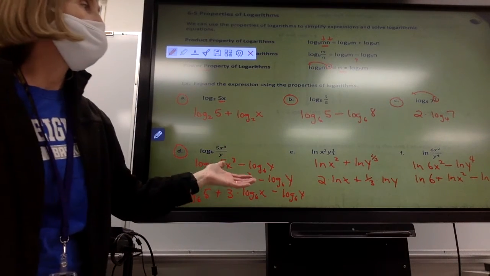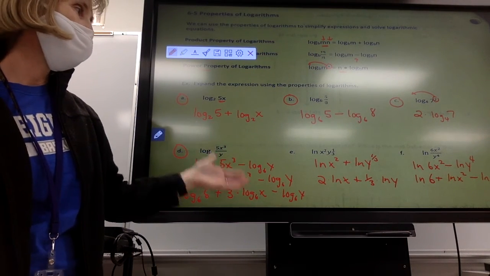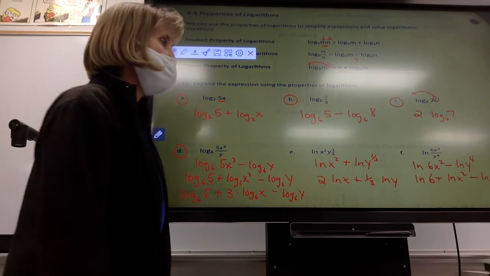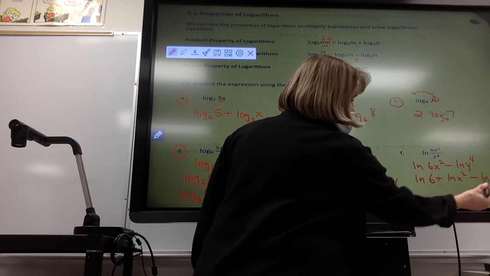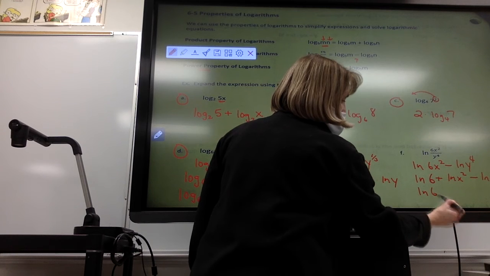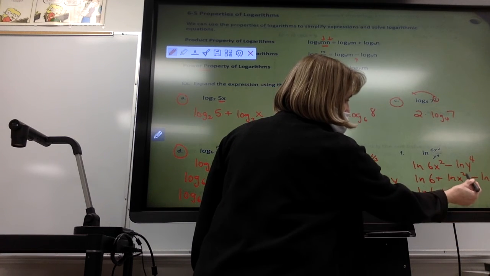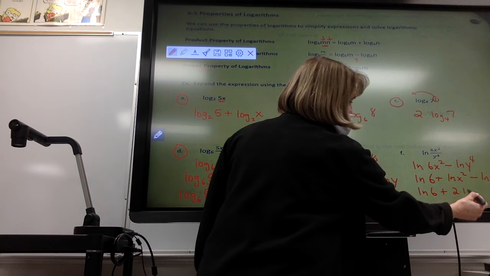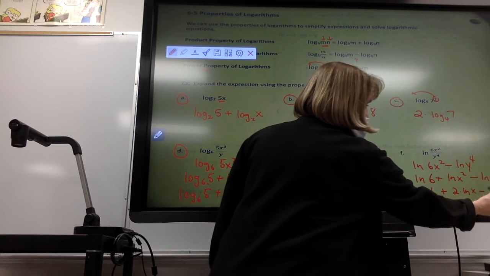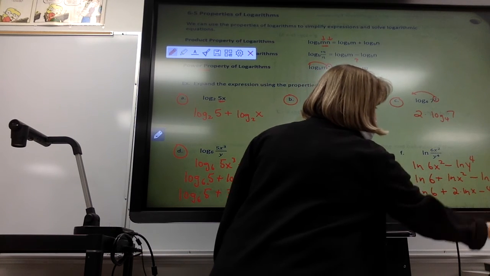So I took care of the division first, then I took care of the multiplication. Now I can take care of the exponents. So I'd say ln of 6 plus, comes out front, 2 times the natural log of x minus 4 times the natural log of y.